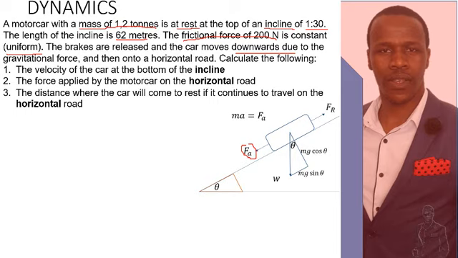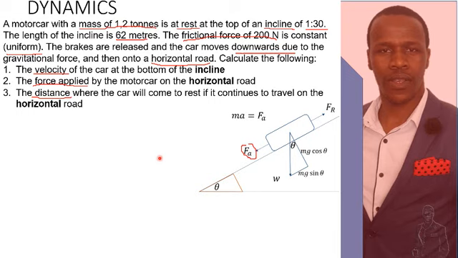And then onto a horizontal. That means it will reach the horizontal plane again. So in this question we have information for both the incline and the horizontal road. Then they say we should calculate, number one, the velocity at the bottom of the incline, number two, the force that is being applied, number three, the distance. So that's what we are looking for.